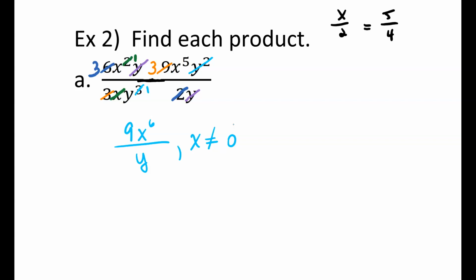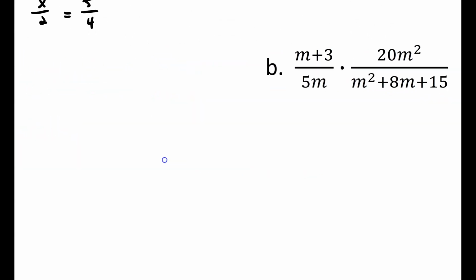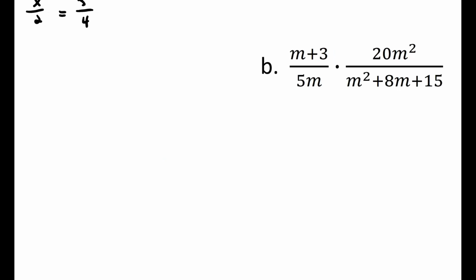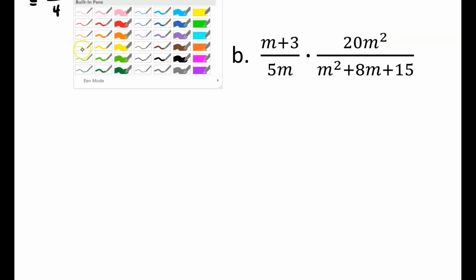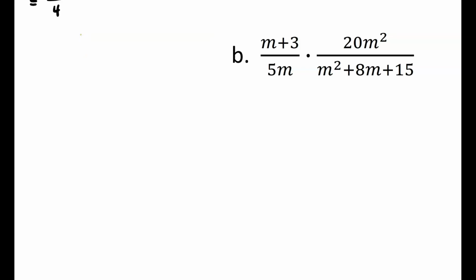Okay. So we're basically going to do the same thing that we just did, except we've got rational expressions to start with that we're going to factor out. All right, so again, I don't want to multiply m plus 3 times 20m squared because I'm just going to create a much larger problem. Same thing with the denominator. I don't want to distribute that 5m to that quadratic because, again, it creates a much larger problem. So I'm going to start by rewriting things in the factored form.